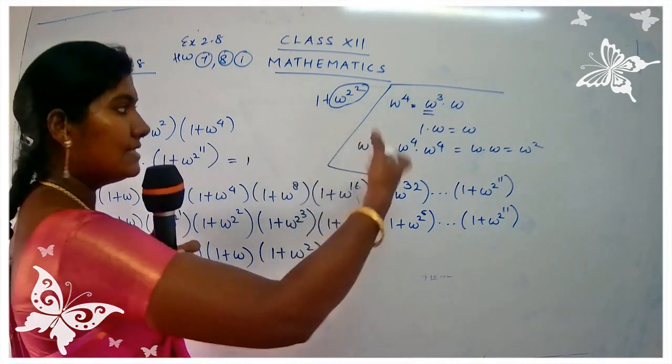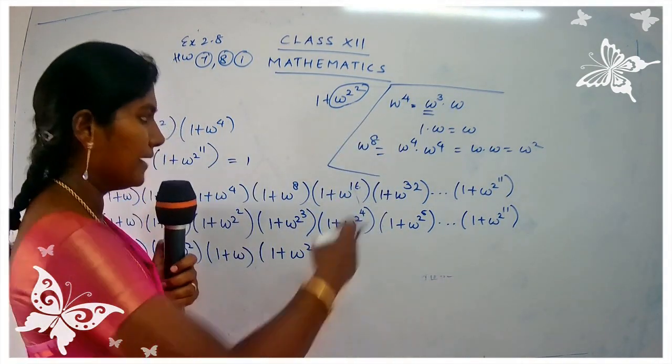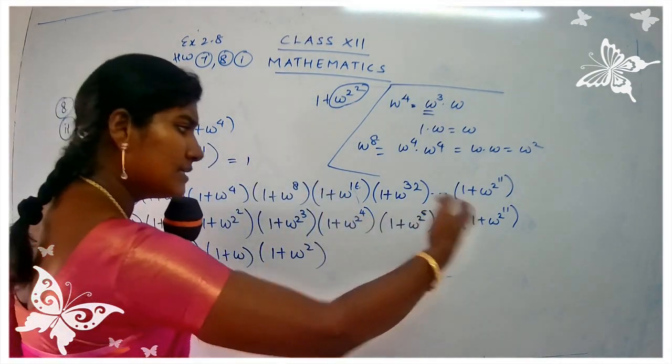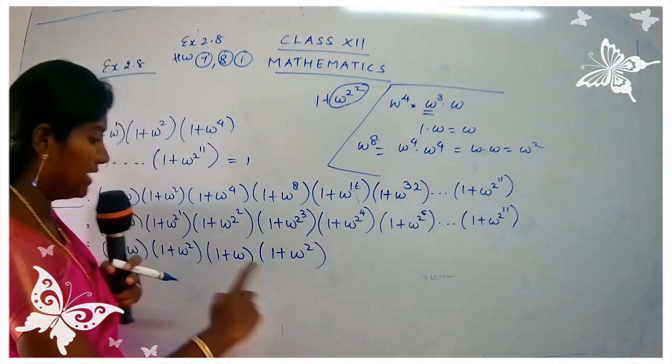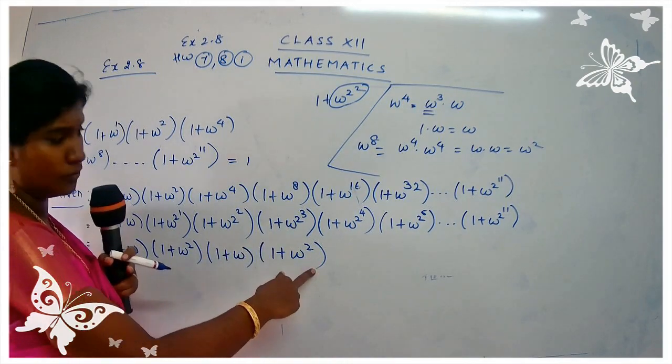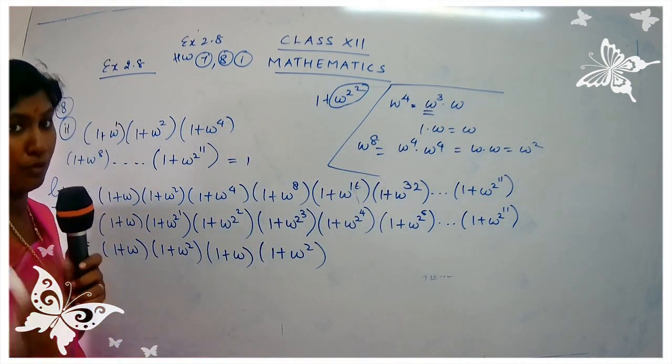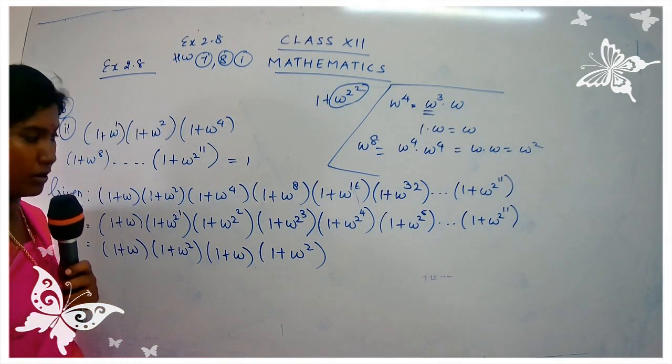And when I simplified omega raised to 8, the next term, I get the answer as omega square. So when you just go on simplifying these terms, you are going to get the answer as 1 plus omega, 1 plus omega square, 1 plus omega, 1 plus omega square. Getting my point, children? Okay, if you want, we'll have a check for one more term.